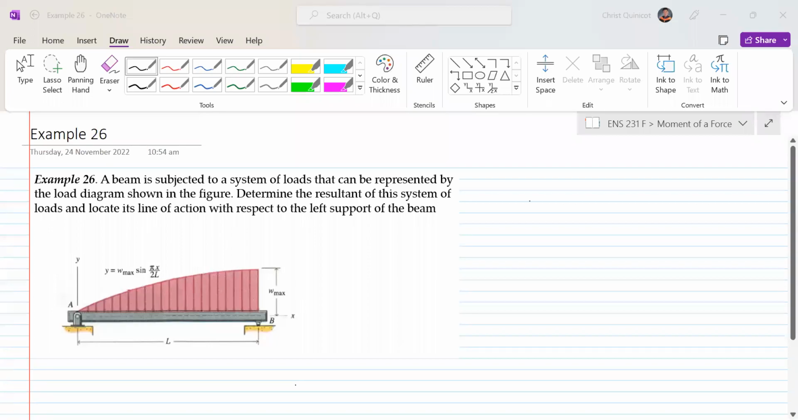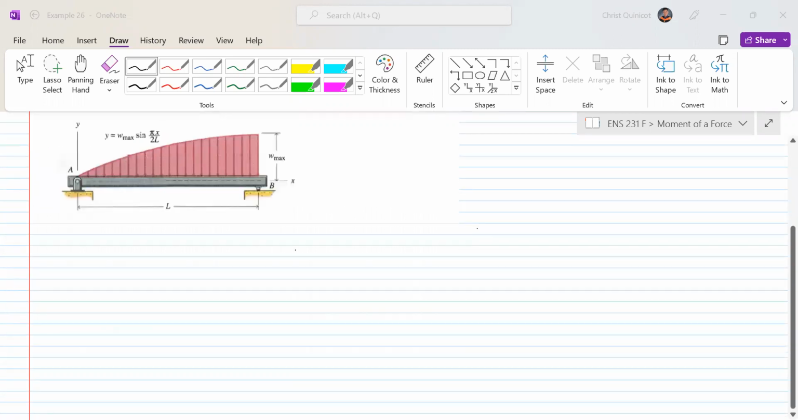Example 26. A beam is subjected to a system of loads that can be represented by the load diagram shown in the figure. Determine the resultant of this system of loads and locate its line of action with respect to the left support of the beam. So from A. Okay.